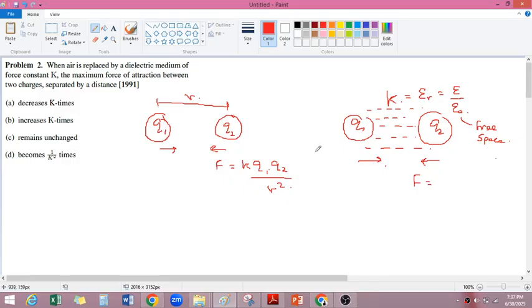So this K is not this K, right? This K is actually 1 by 4 pi epsilon naught. Many students confuse this K with this K. This is the dielectric constant, and this K is 1 by 4 pi epsilon naught. If you are bound to confuse this, it's better you don't write it like K here. So in this case it will be 1 by 4 pi, not epsilon naught, it is epsilon of this medium, times Q1 Q2 by R square. R is the same distance.